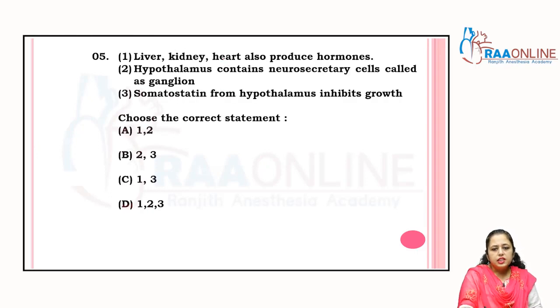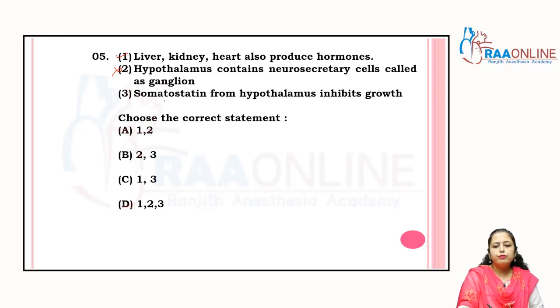Liver, kidney, heart also produce hormones. Hypothalamus contains neurosecretory cells called the ganglion. No, ganglion is not present in the hypothalamus. Hypothalamus is a part of the brain, but these ganglions are the nerve fibers, right? They are not present here actually, and they are not neurosecretory cells. Clear?